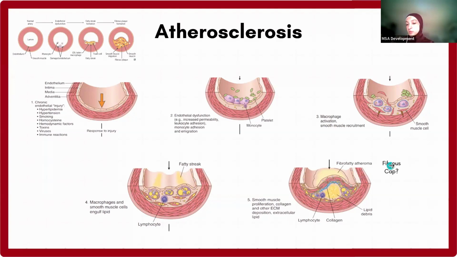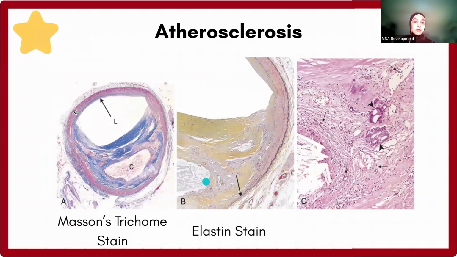When we're saying a fibrous cap is formed, we're not talking about the endothelium layer or this thin layer of cells. We're not talking about it. We're talking about the layer directly beneath it. This is the fibrous cap. Okay, so it's the layer of smooth muscles directly underneath the endothelium. Okay, tamam. So that's it for the pathogenesis of atherosclerosis.